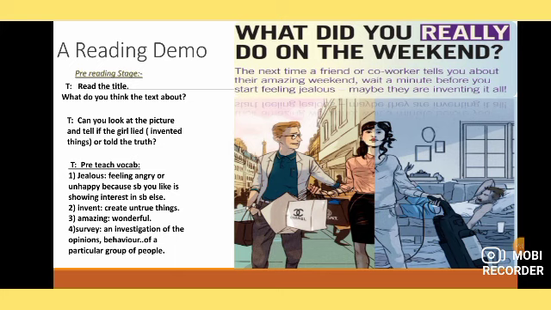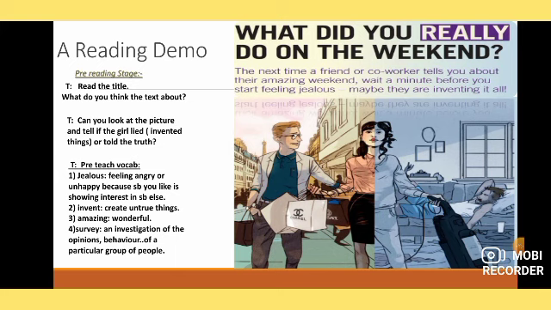For example, number 1, jealous: feeling angry or unhappy because of somebody you like. For example, your friend said that he went to America last weekend and he spent a nice time there, but you stayed at home. You only watched TV and listened to music. So at this time you feel jealous of him.